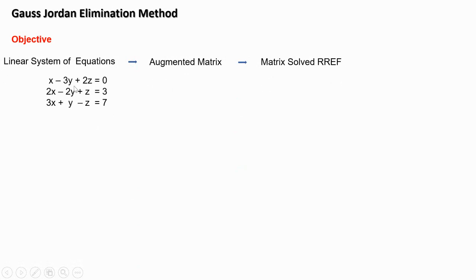Okay, now, so what's the objective? Okay, so this is called the linear systems of equations. So for the augmented matrix, we only get the coefficients. You see, we're going to get 1, -3, 2, 0 for row 1, 2, -2, 1, 3 for row 2, and 3, 1, -1, 7 for row 3. When it comes to a matrix, this is like row 1, row 2, and row 3. Okay? Now, you want to make it look like this, right?